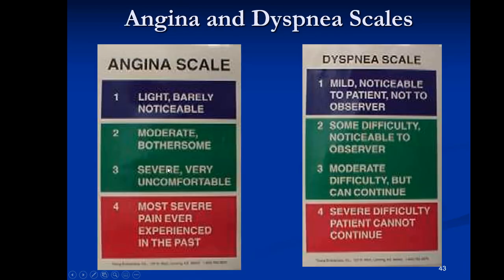All right, so other subjective scales that you might be using: the Angina Scale, you can see it's 1 to 4. Again, these are only if needed. And the Dyspnea Scale, 1 to 4.